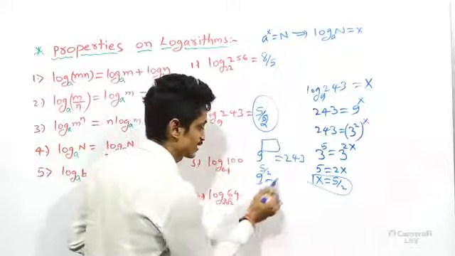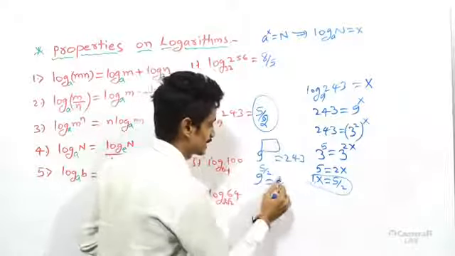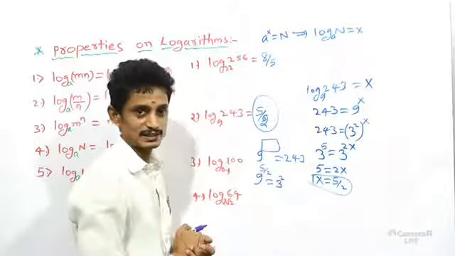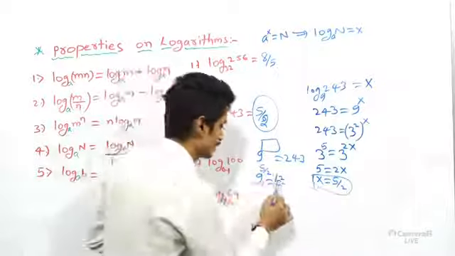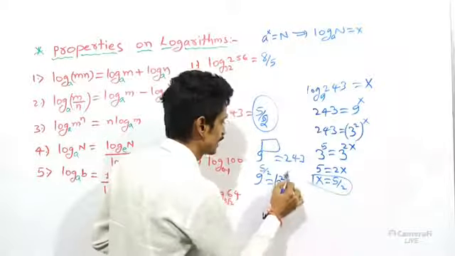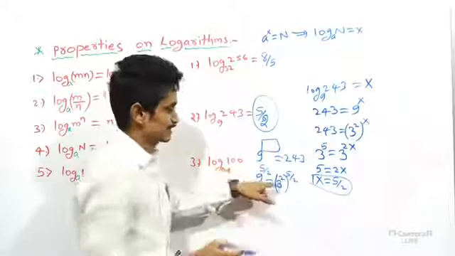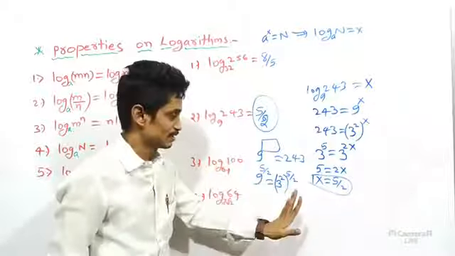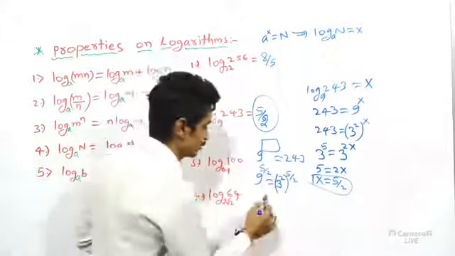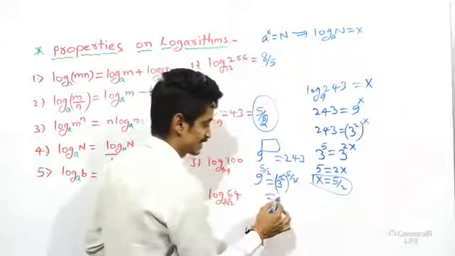Yes. What is 9? 9 can be written as 3 square. The power is 5 upon 2. Clear? I just expressed 9 as 3 square, and the power is kept as it is. Now this 2 gets cancelled.